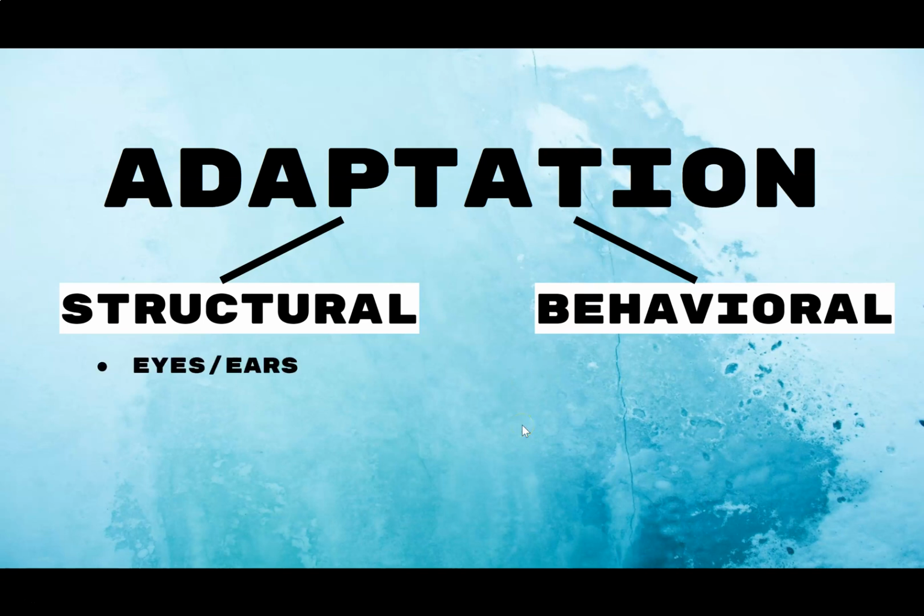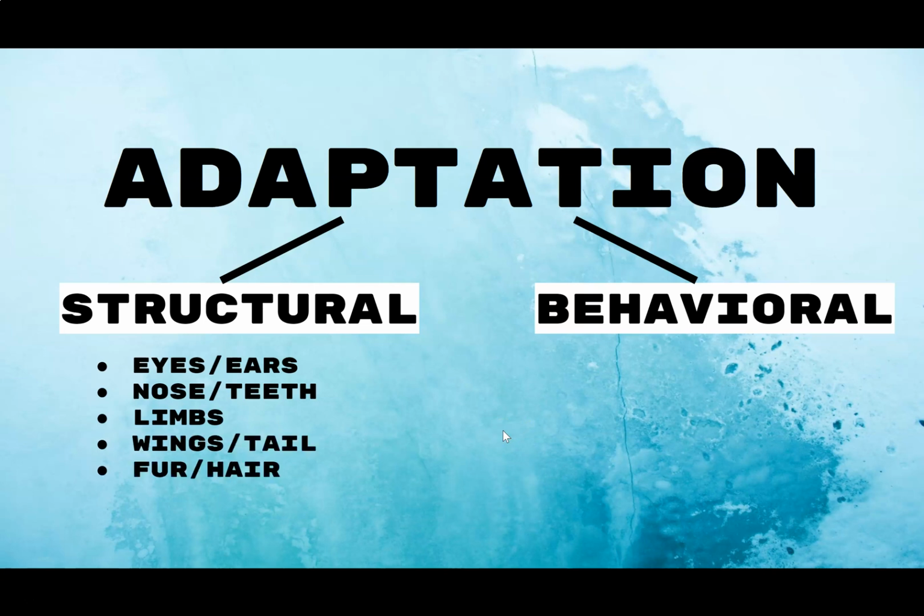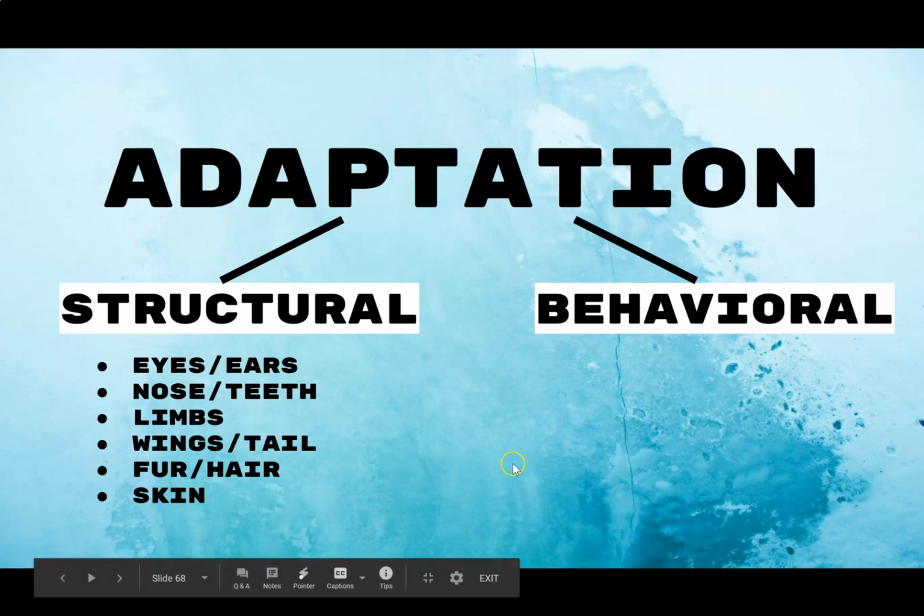So we might see structural adaptations in an animal's eyes or ears, in their nose, their teeth, their limbs, their wings or their tail, their fur, their hair, their skin, all these different body parts that can be changed or adapted in different ways. And then on the behavioral side, we're not looking at parts of the body as much as we're looking at different actions or ways of behaving.